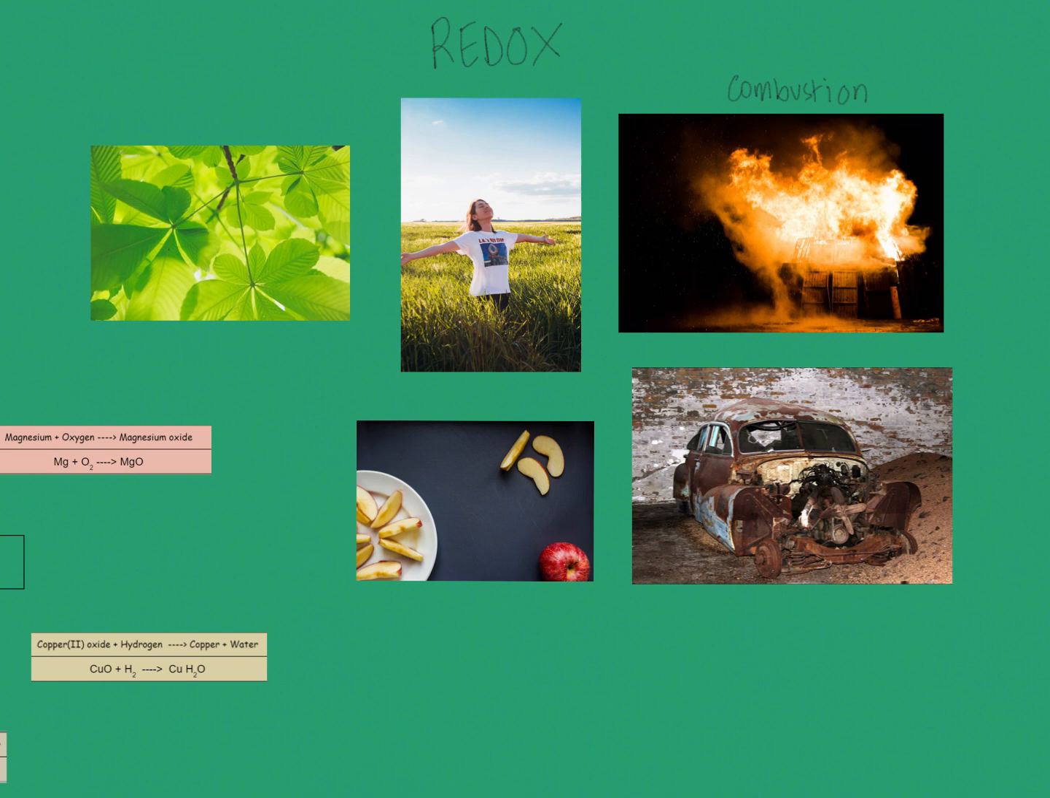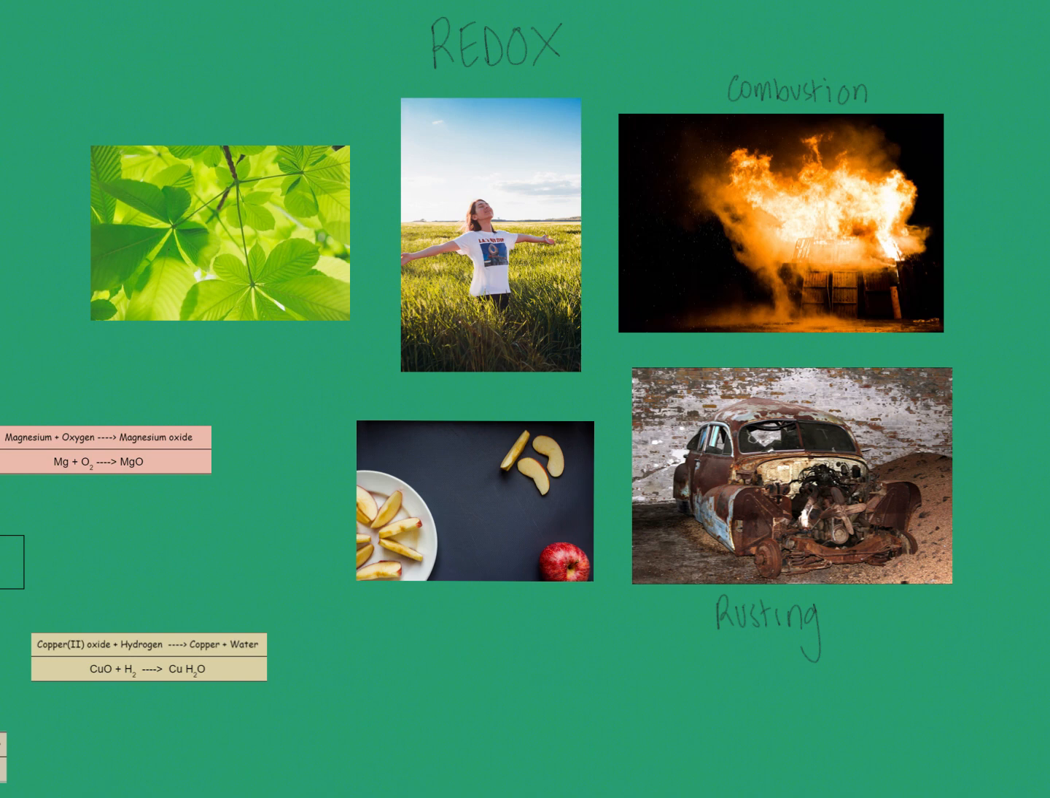Rusting takes a lot longer to happen than an explosion or a fire. That's a very, very fast reaction, a very fast redox reaction. But something like rusting, that is a very slow redox reaction.